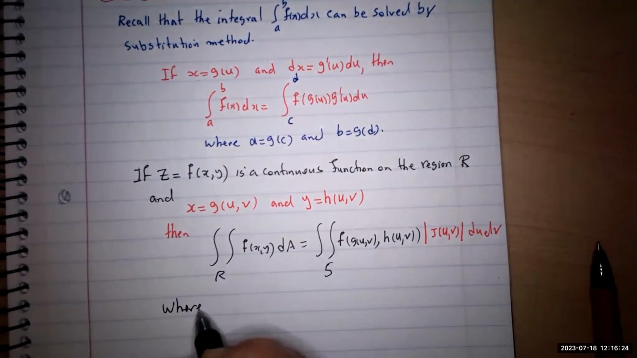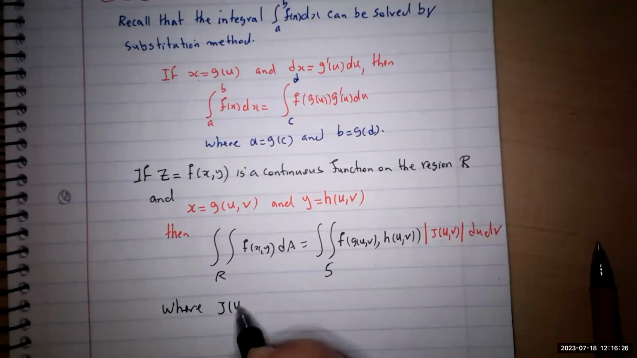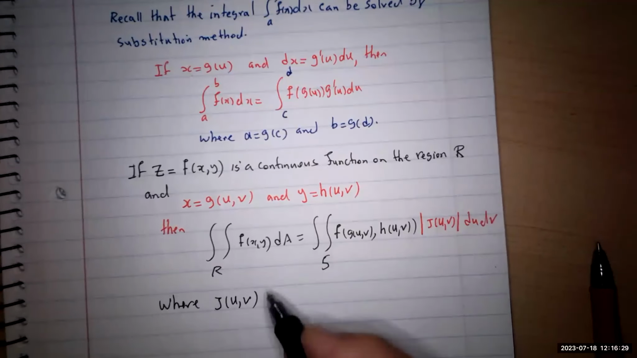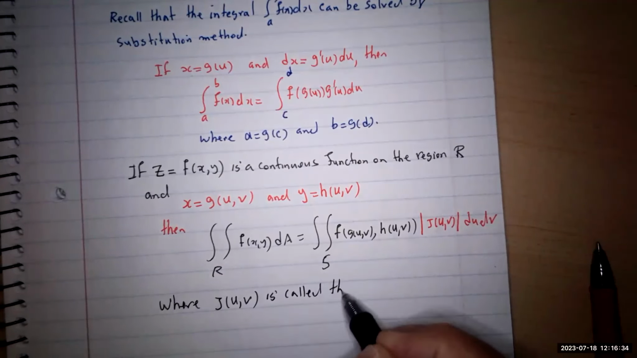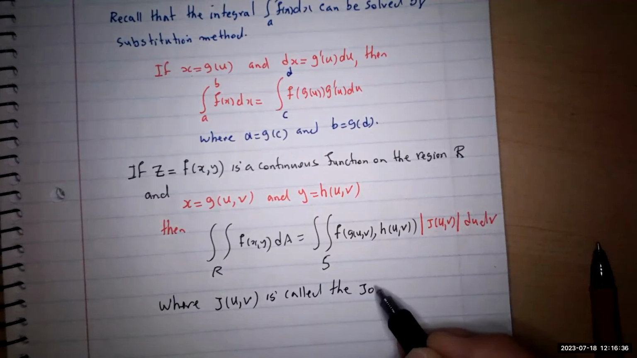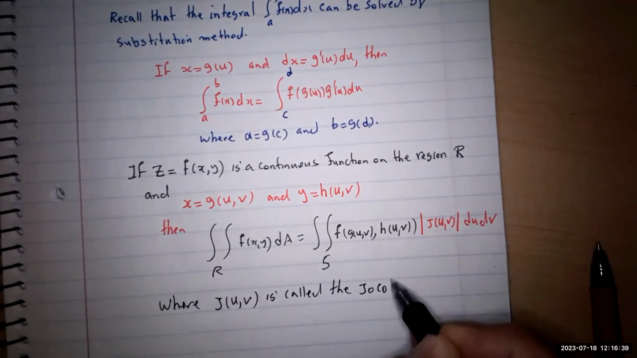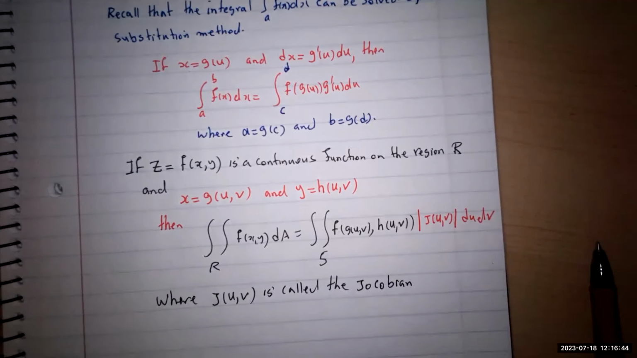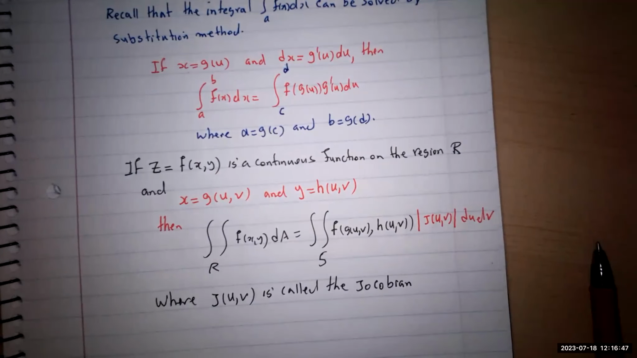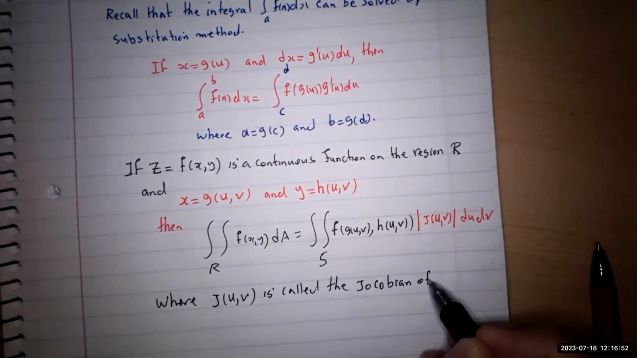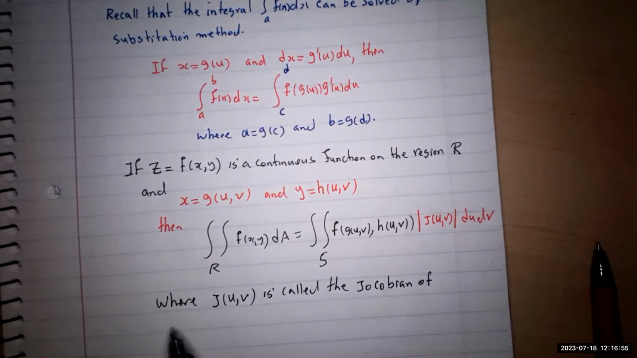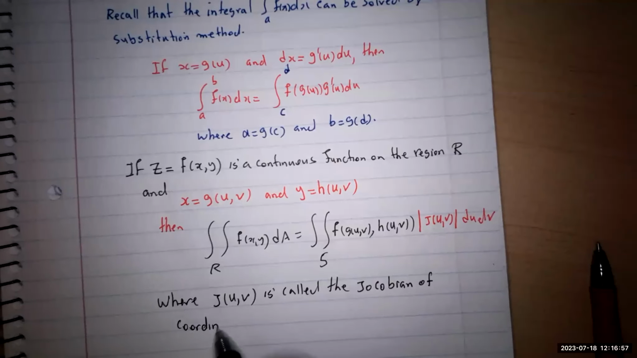It's going to be called the Jacobian. Okay, that's it. It's going to be the Jacobian. Sometimes we say Jacobian determinant or just a Jacobian of coordinate, we call it coordinate transformation.